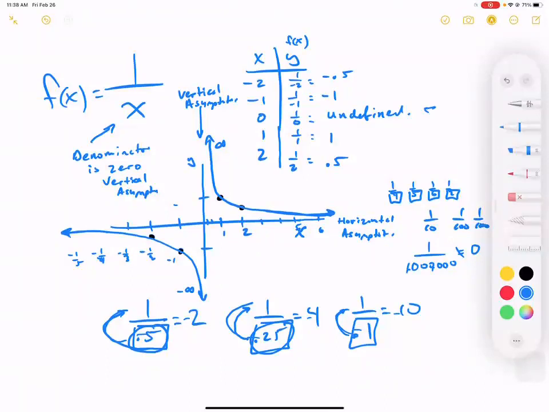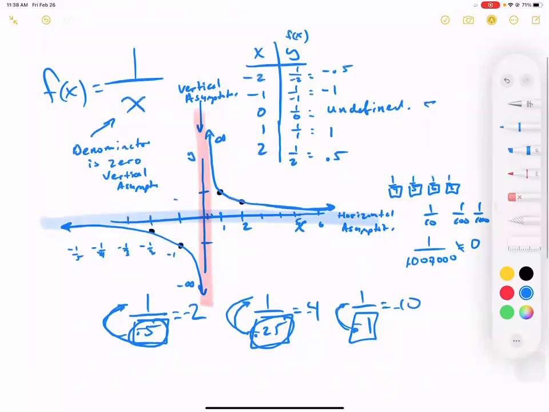So we have a couple things that we want to make sure we pay attention to. We have vertical asymptotes, and then we also have horizontal asymptotes. And this defines my graph. This will help me lay out the structure of my graph. So today we're going to describe how to find out vertical asymptotes.